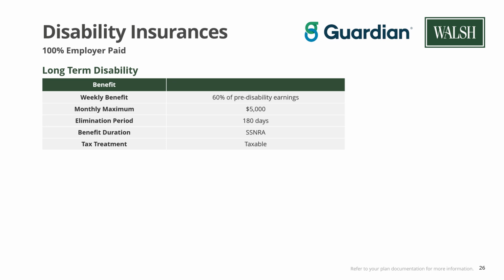Disability insurance, this one is 100% employer paid, and this is the long-term disability policy. So this is a 60% of pre-disability earnings up to a monthly maximum of $5,000 benefit. The elimination period is 180 days. So if you have short-term disability, that will take you right up to this 180-day mark, and then at that point, this benefit is going to kick in. And if you are permanently disabled, this benefit will continue paying until your Social Security natural retirement age. So that could be 65, 66, or 67, depending on your current age.